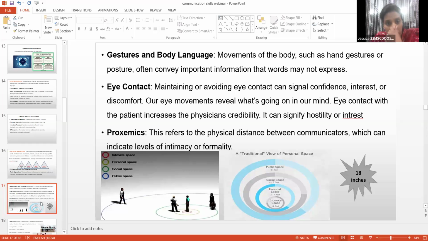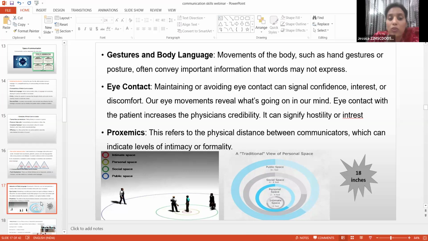So, eye contact with the patient increases the physician's credibility. When we are talking to the patient with good eye contact, that helps the patient know that our level of confidence and our credibility is much higher.